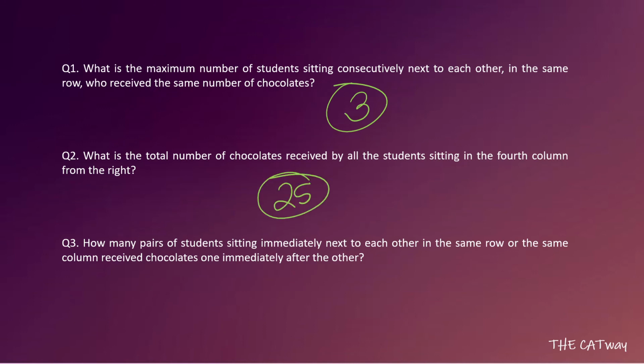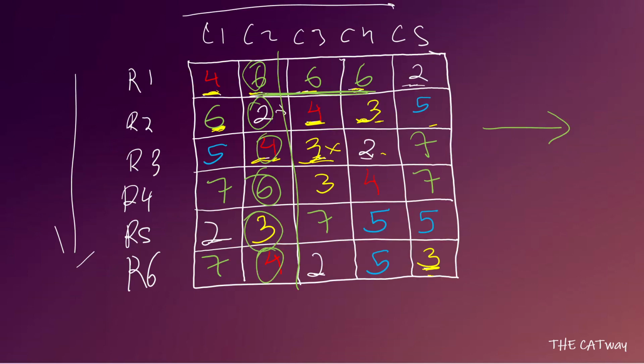Okay, move to the third question. How many pairs of students sitting immediately next to each other in the same row or in the same column received chocolates one immediately after the other? Okay, so it is asking that in the same row or same column they receive one immediately after the other. So we need to know the numbers of every student who received chocolate, in what order.